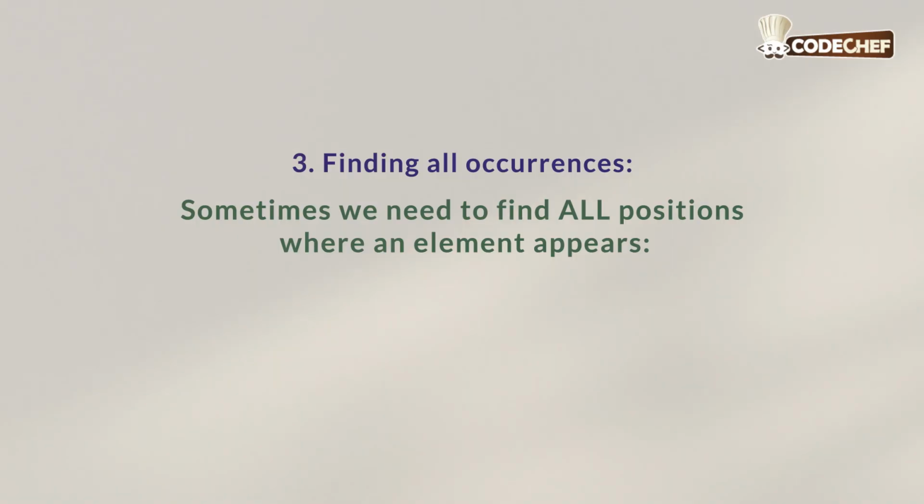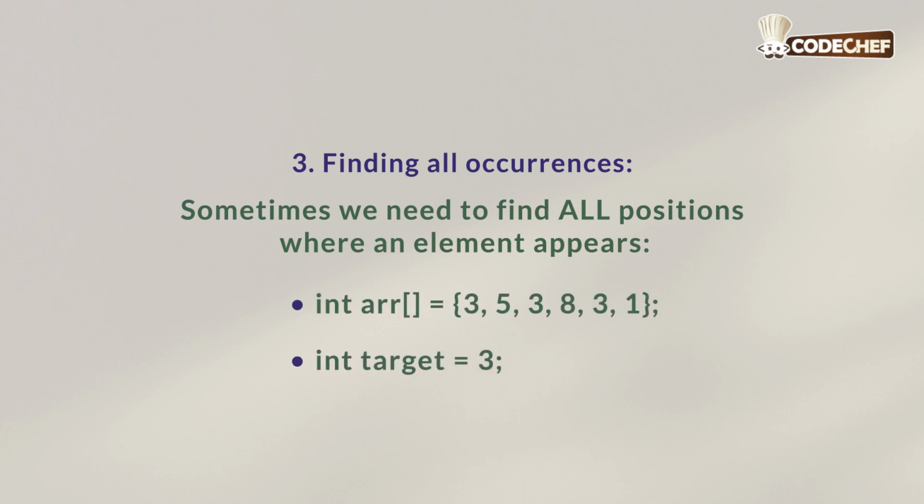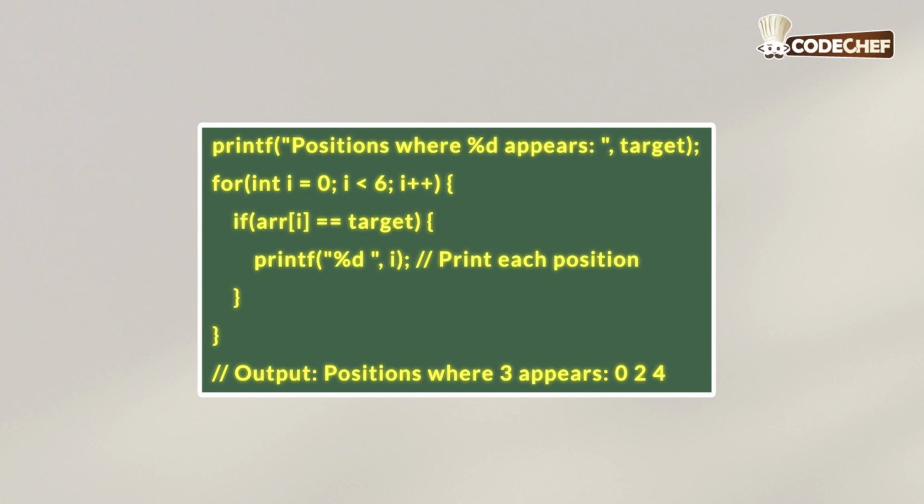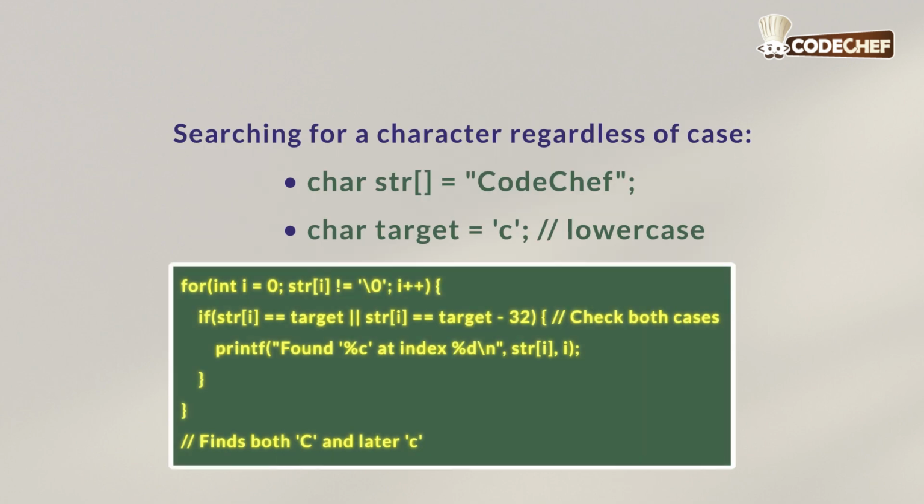Finding all occurrences. Sometimes we need to find all positions where an element appears. So here we have an array and our target is 3. The positions where the target appears are to be found. So here we have 3 at positions 0, 2 and 4. So we print the position each time at which 3 appears, and our output will be: positions where 3 appears are 0, 2 and 4. So this program finds both capital C and later small c. These variations show how flexible linear search is.